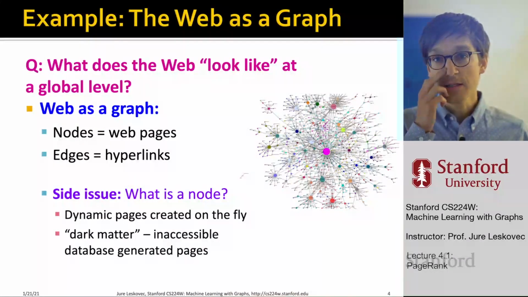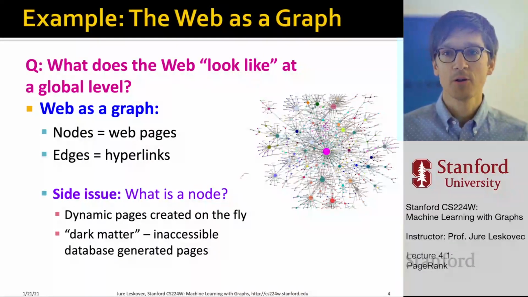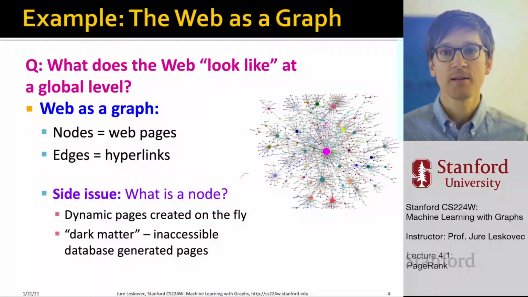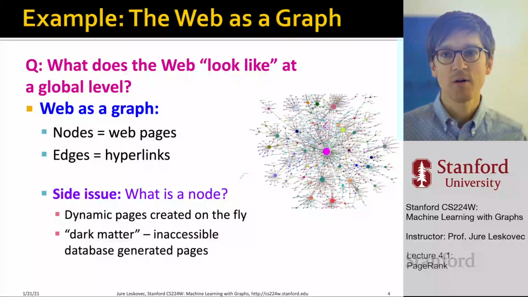First, we will talk about the context of Google, the context of web search, and thinking about the web as a graph. So the question is, what does the web look like at the global level? How would you represent the web? What I mean is, I want to represent it as a graph where nodes would be web pages and links between the nodes would be hyperlinks, so that you can navigate from one web page to another.